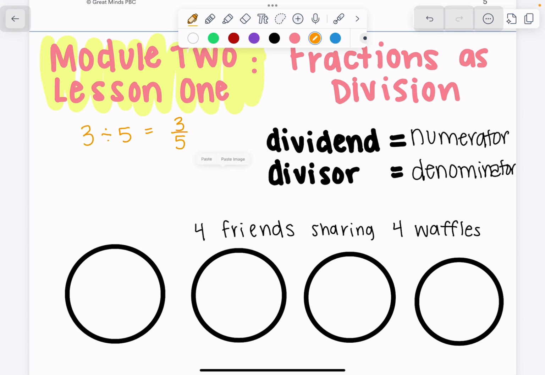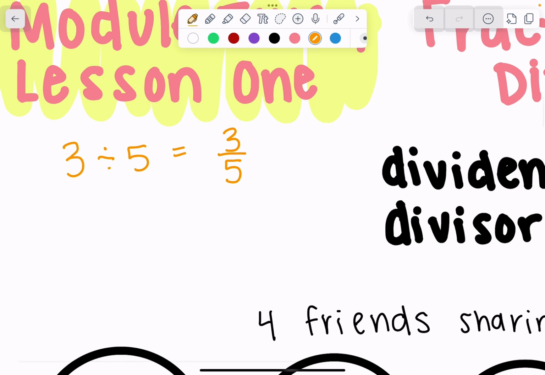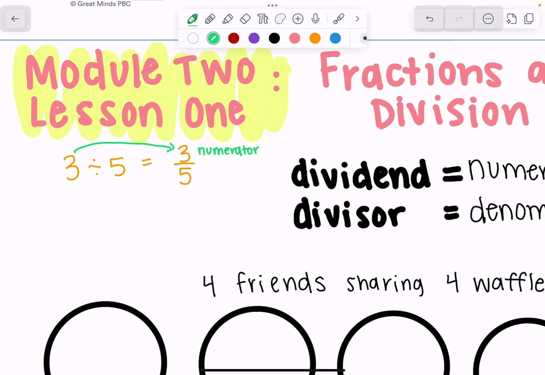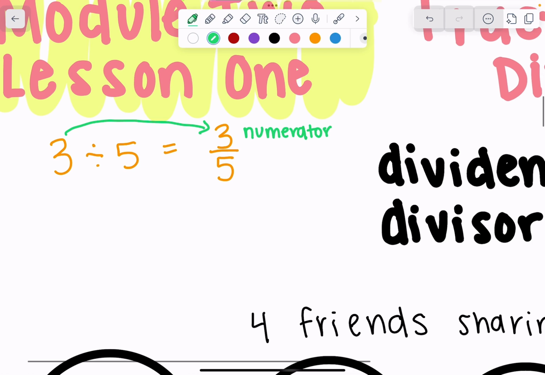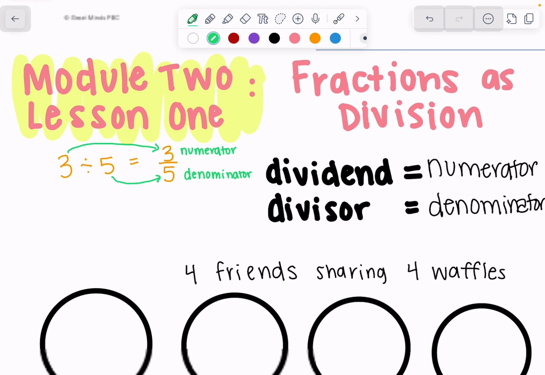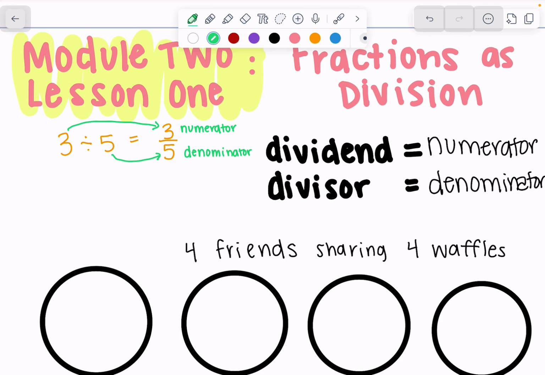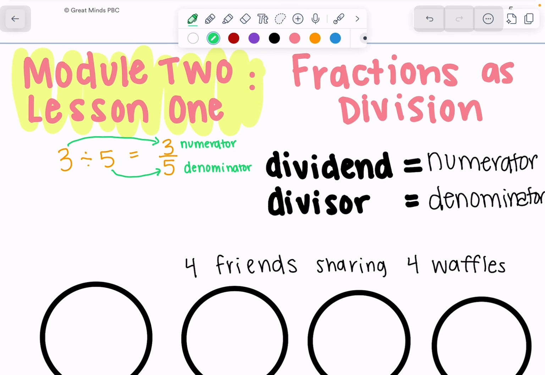That 3 divided by 5, see how this 3 is our dividend right here? Well, our dividend has now become our numerator, which is always going to be your top number in your fraction. So numerator, okay? And then your divisor has become your denominator. Denominator. And always think the denominator is the number down under, okay? So D down under, D denominator. And that's just how this is going to work. We're going to be looking at how fractions work as division problems.